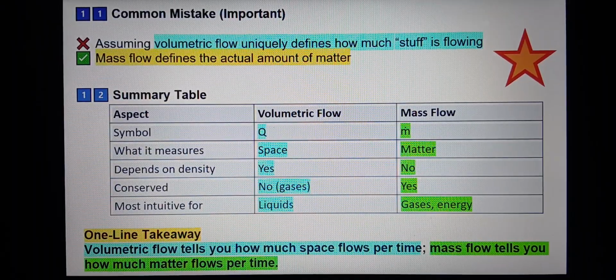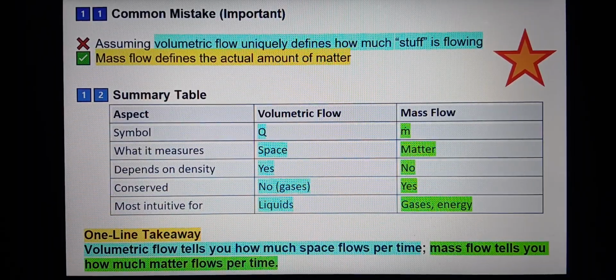We have a summary table where you have the different aspects and you're comparing volumetric flow to mass flow. The symbol for volumetric flow is Q. For mass flow, it is m with a dot. What it measures: for volumetric, it's space; for mass flow, it's matter. Depends on density: for volumetric flow, yes, and for mass flow, no. Conserved: volumetric, no; for mass flow, yes. Most intuitive for liquids for volumetric flow, and gases, energy for mass flow.